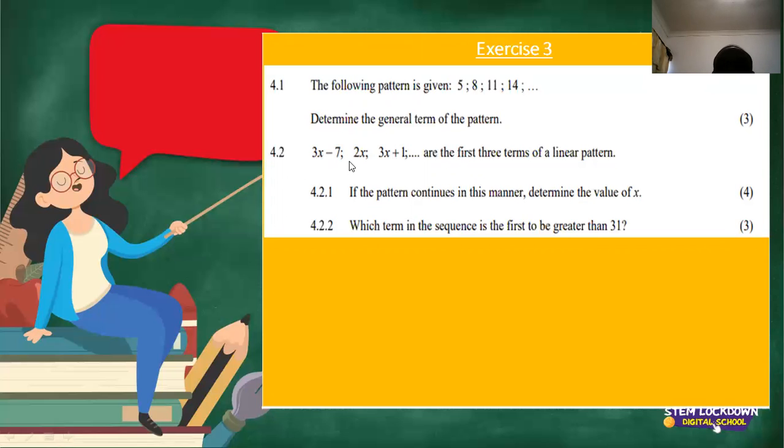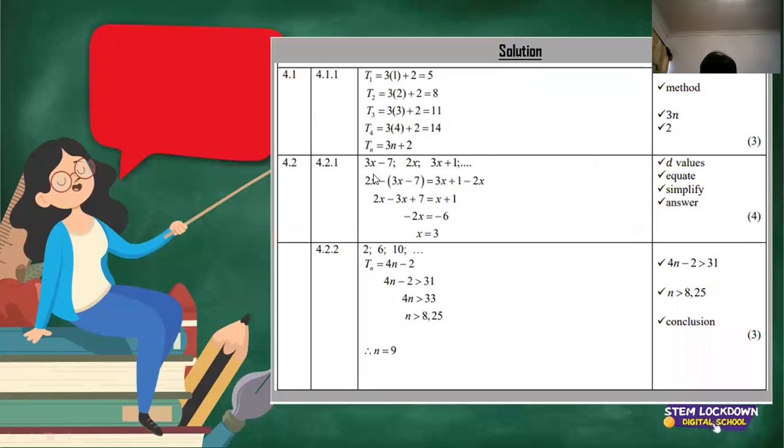We're going to have 2, 6, and 10. So that's our sequence. That means our first term is 2, our second term is 6, and our third term is 10. Now we can see that the difference between them is 4.